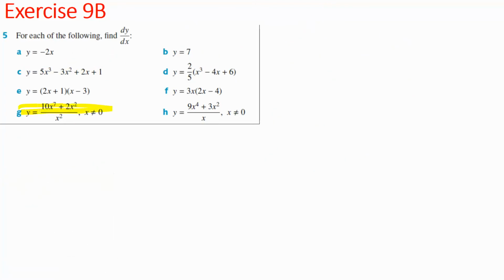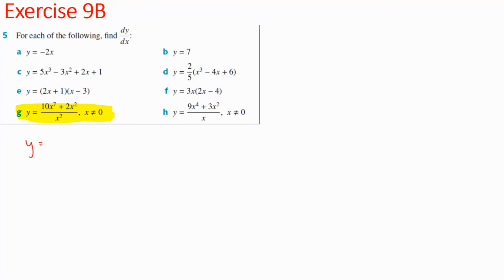Look, G. Most of the time, if they give you a fraction, it's either a quotient rule problem, which means division problem, or a power rule problem. That's the only two types. But since it's exercise 9b, it's got to be a power rule problem. Means that you can simplify this problem before you even evaluate it. A lot of people make this mistake in year 11, which I'm going to assume is going to carry into year 12. This is what they do.